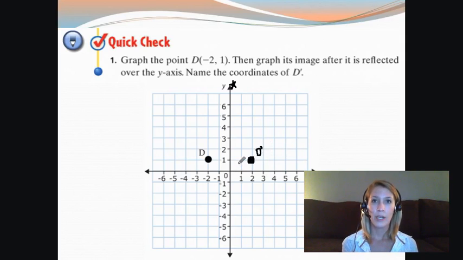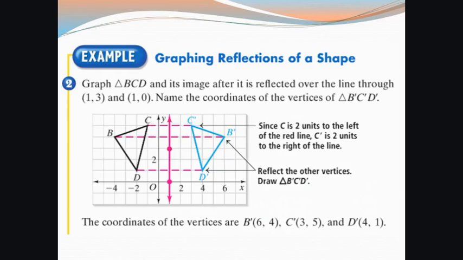And then from there we can identify what its coordinates are in the coordinate plane, which from our origin is 2 units to the right for our x coordinate, and then up 1 unit for our y coordinate. We're going to step it up a notch and talk about graphing reflections of a shape. So more than one point.